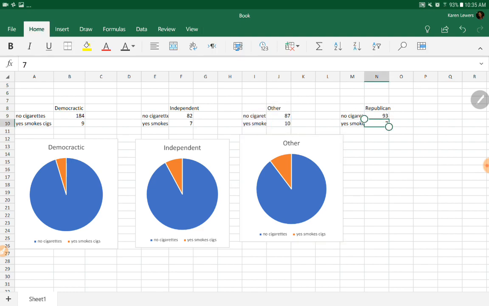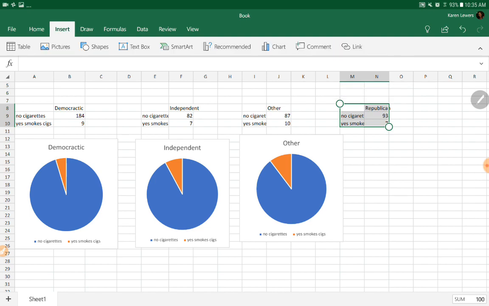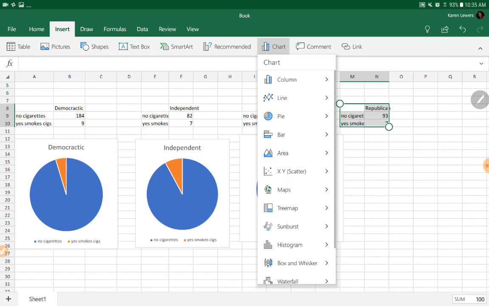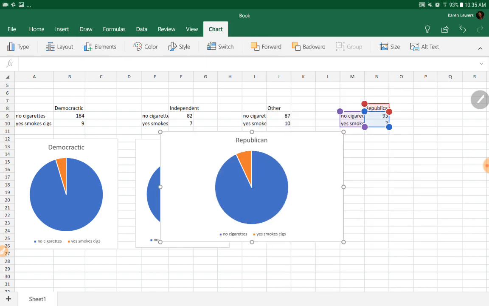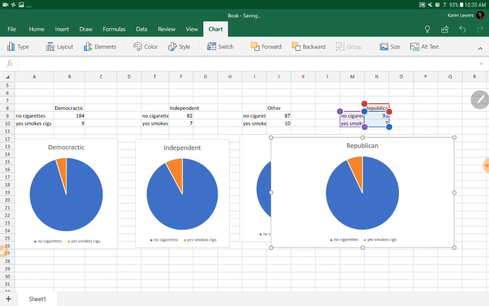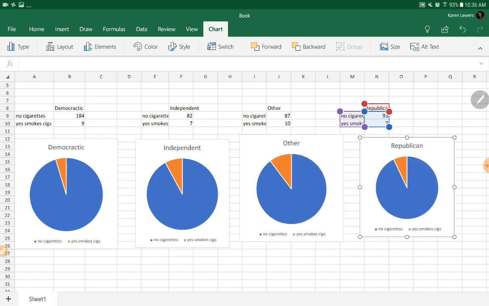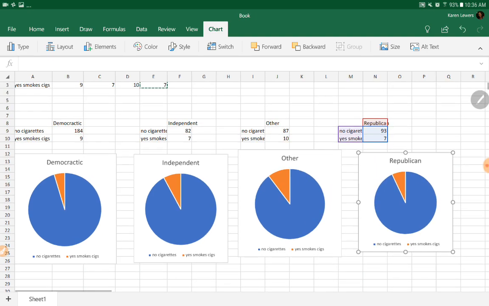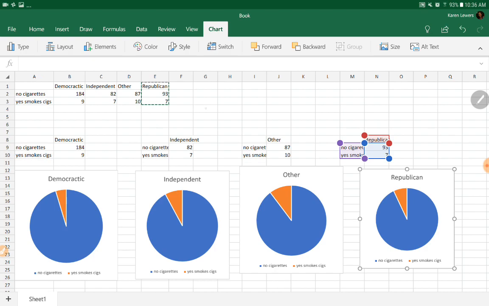And the last pie chart is the Republican Party. Highlight that, insert, chart, pie, and pick the 2D chart. And there's our 4 pie charts that represent this two-way data.